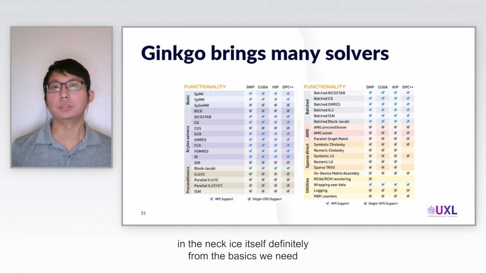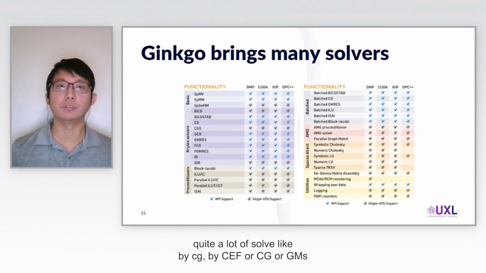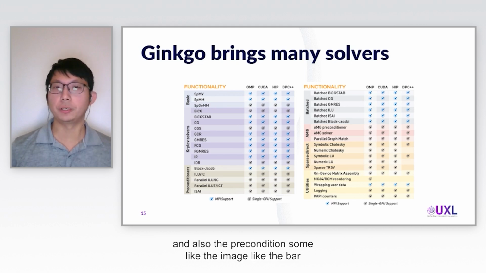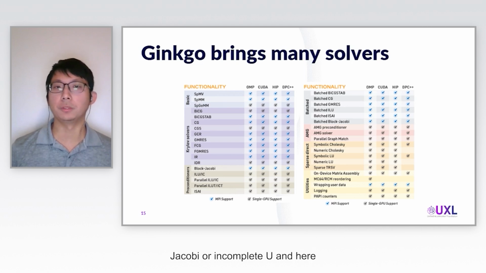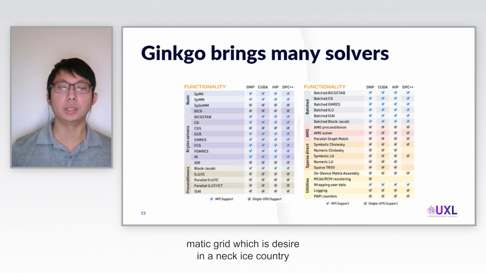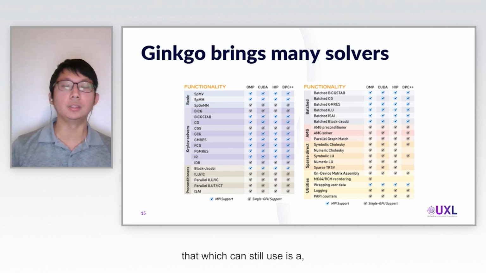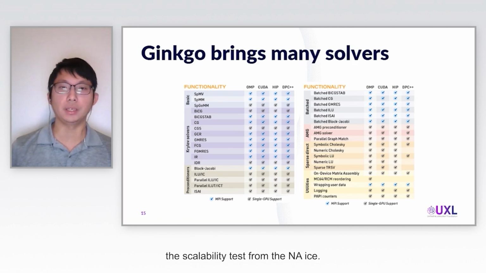Definitely from the basics, we need to support sparse matrix operations like SpMV or SpMM, and then we provide quite a lot of solvers like BiCG, BiCGSTAB, CG or GMRES. Also the preconditioners, like you can imagine, block Jacobi or incomplete LU, and then we also have some fancy batch solvers. It's not used in nekRS. And we also support algebraic multi-grid, which is designed in nekRS currently. Most of them are supported in a distributed fashion, so that we can still use it in the scalability tests from nekRS.